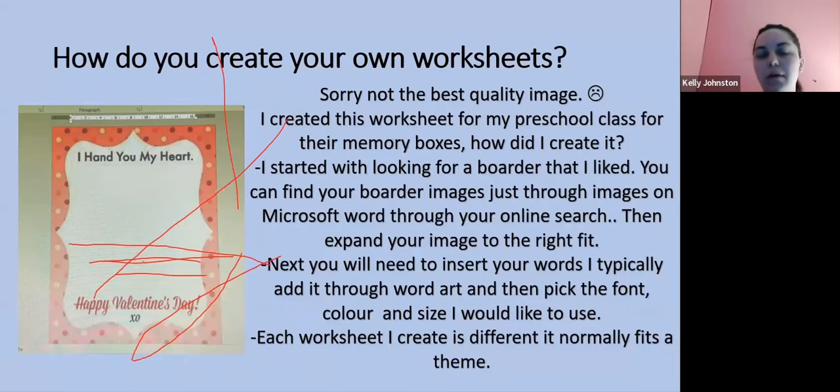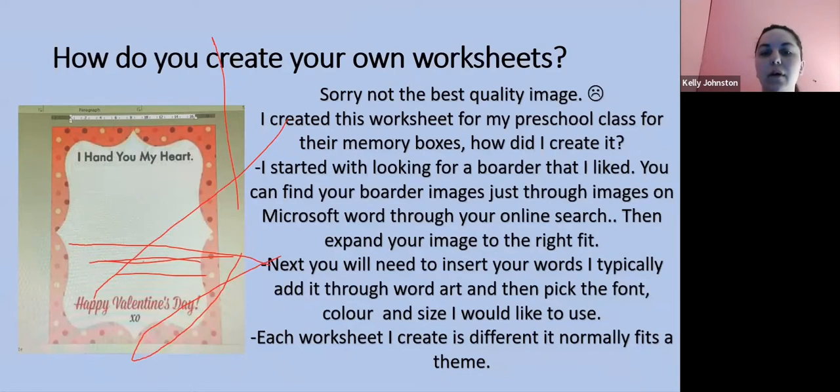So how do I create my own worksheet? So I created this worksheet that you're seeing on the left for my preschool students. It's for our memory box. So I started by looking through the border that goes around the edge. It's always nice to make it fun. So I found this border and I thought that I liked it. So I added it on to my Microsoft Word document. Then I expanded the border to make it fit properly.